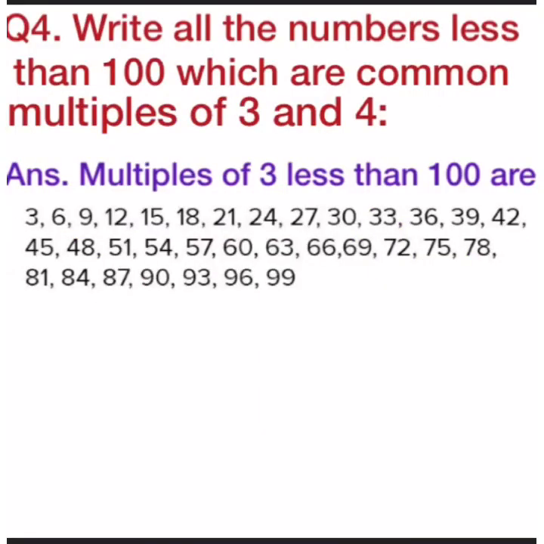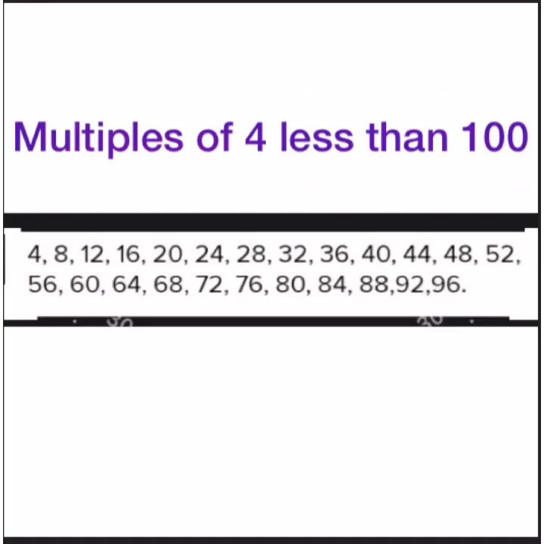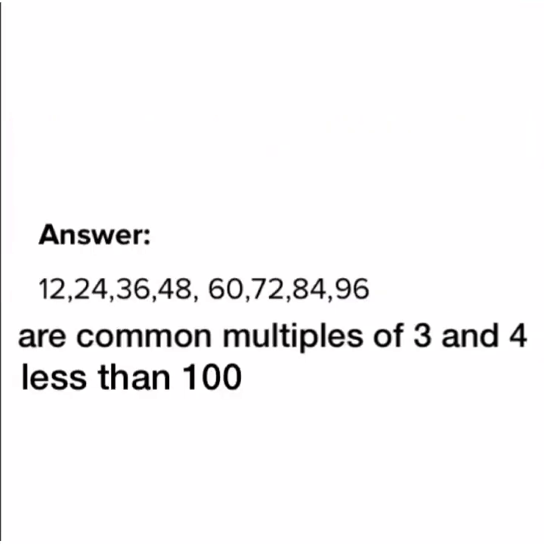Now next question, question number 4. Write all the numbers less than 100 which are common multiples of 3 and 4. Children, in this slide you can see the multiples of 3 which are less than 100. I have listed all of them. And here you can see the multiples of 4 which are less than 100. So the common multiples of 3 and 4 are 12, 24, 36, 48, 60, 72, 84 and 96.